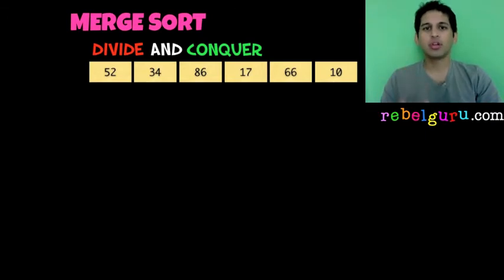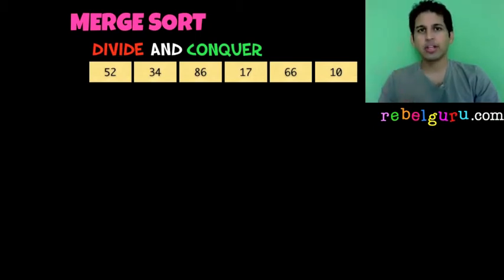Okay, so first I'm going to show you the divide step. In the divide step, all we are going to do is divide our array into half. And remember, an array can be even or odd sized. If it's odd sized, then I'll divide it into unequal halves. If it's even sized, it will become two equal halves. That's all there is to it. No need to worry too much. So first, let's take a look at the divide step.